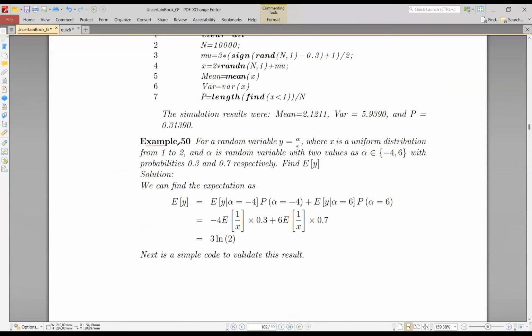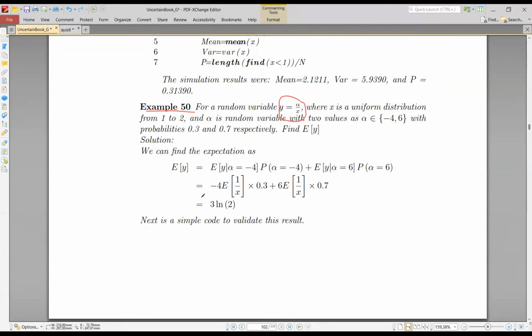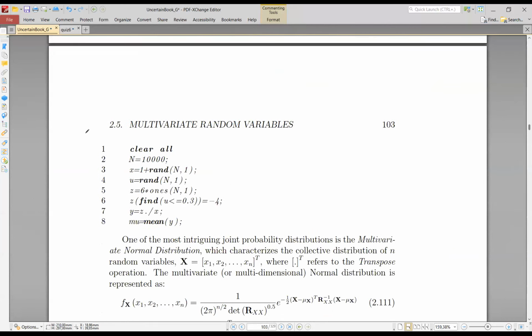Example 50, you can see it here. It is the same problem that you have in the quiz. For a random variable y equal to alpha divided by x, and this is the same, so you can see it gives 3 ln 2, and then this is the code. This is the code to do it.